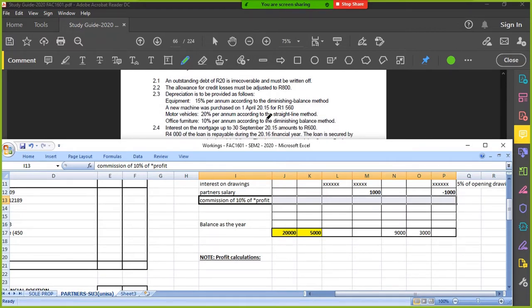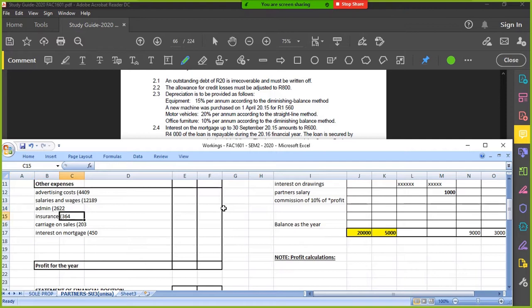All right, adjustments. Outstanding debt of 20 Rand is irrecoverable and must be written off. Cheryl, I want the debit and credit. Give me the working. Workings are everything. Debit credit loss, credit trade receivables. Perfect. Good. See how easy that is.